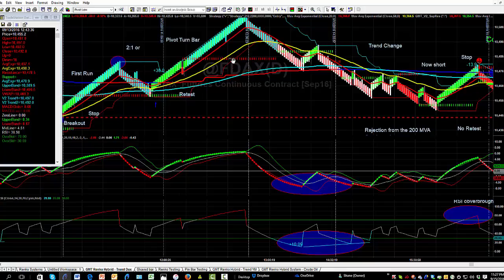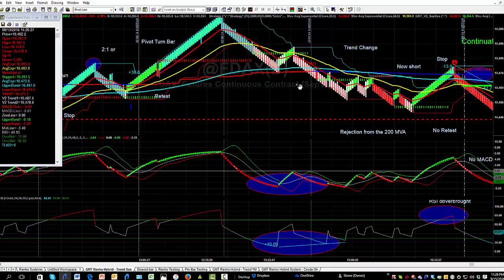The 20, the 50, the 200, and the other indicator that we use is our VWAP, the volume weighted average price. It's the ratio of the value traded to the total volume traded over a particular time horizon. For us, the time horizon is a day. To put it simply, it's the average price weighted by volume. For us, the VWAP is really a guide for identifying areas of support and resistance and telling us where the value is in the market.